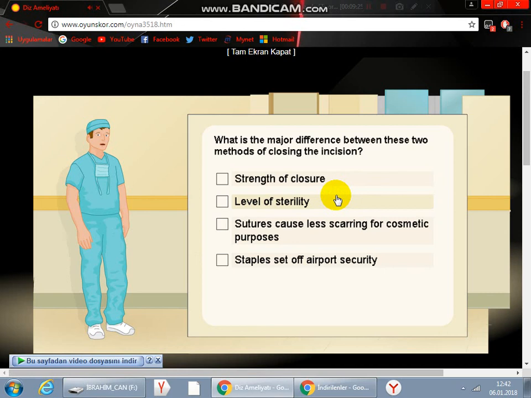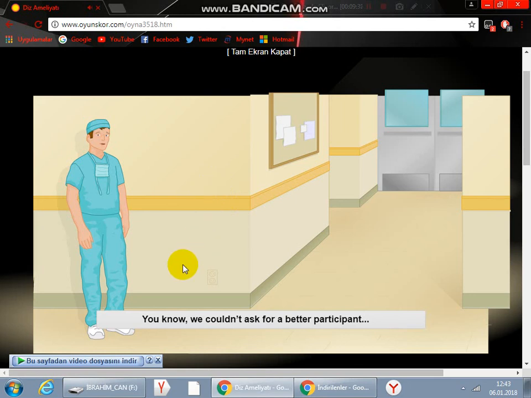What is the primary difference between these two methods of closing the incision? Excellent. You know, we couldn't ask for a better participant. You've done an excellent job. Are you sure this is your first total knee replacement?